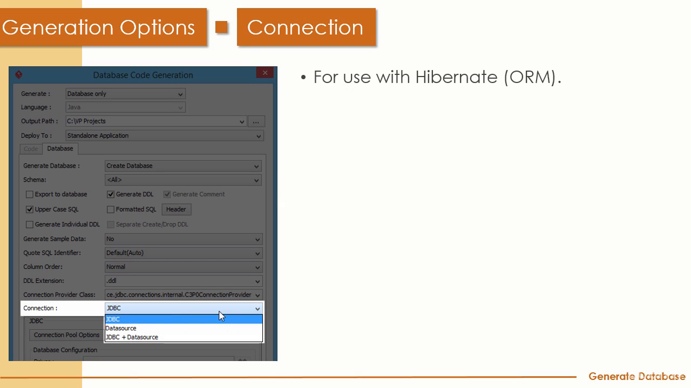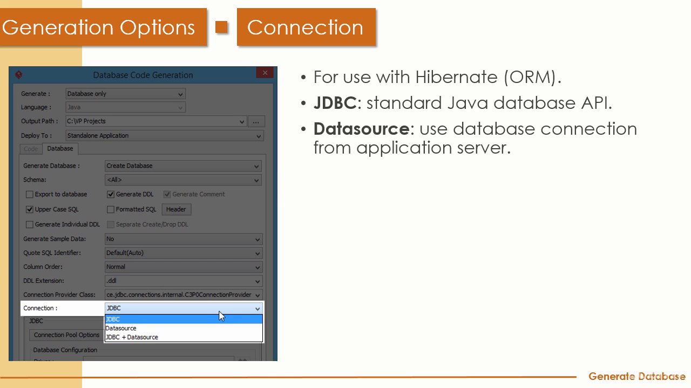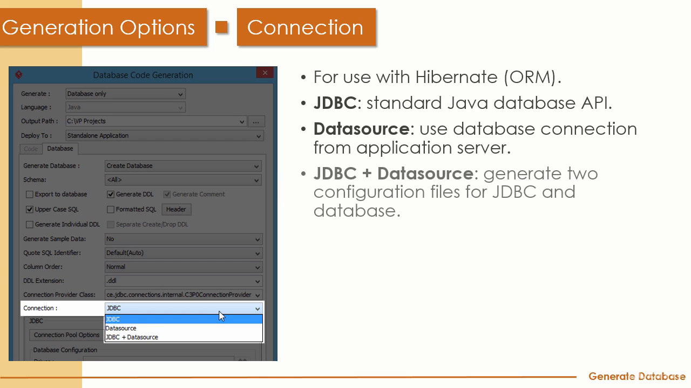Connection. This option is exclusive for when you generate for Hibernate, the Java ORM. Visual Paradigm not only generates the database, it can also generate the Java code for you to access the database in a totally object-oriented manner. Here you define how to access the connections. You can use the standard Java JDBC connection, you can use the data source, which is provided by the application server, or you can use the mixed strategy. Basically, you use Hibernate most likely in an application server. So the data source could be the best choice because you can share the connection pool between applications.